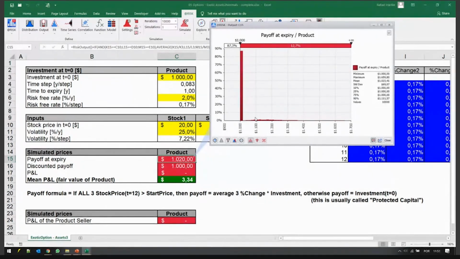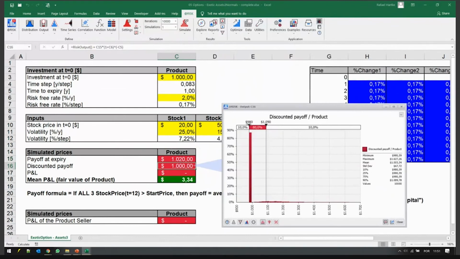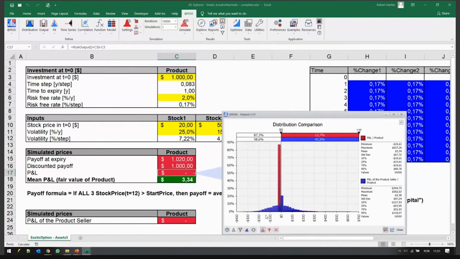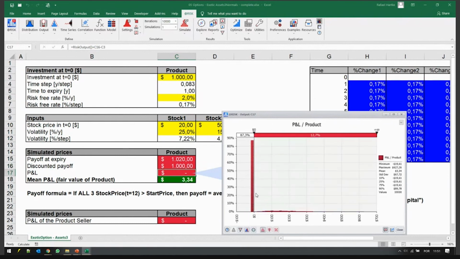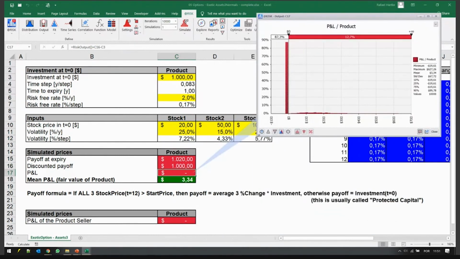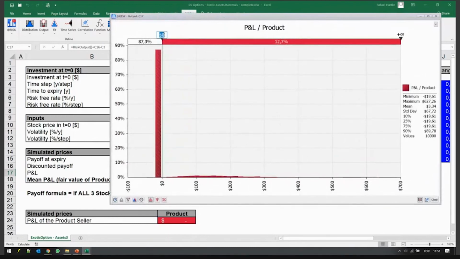And of course, there's a chance I'll make money here. 100, 200, there's a chance I will make some money, that my investment of 1,000 will return something. But there's a very high likelihood you get 1,000 back. When you discount that, there's actually a very high likelihood you get 980 and not 1,000, right? Because of the discount over time. So your profit and loss is basically a very high likelihood of losing money, 87, almost 90% chances of losing money. Of course, you don't lose much. You're gonna lose the minimum here, $19.